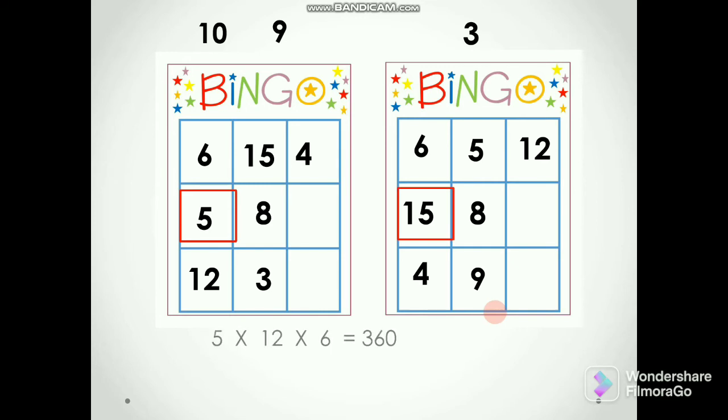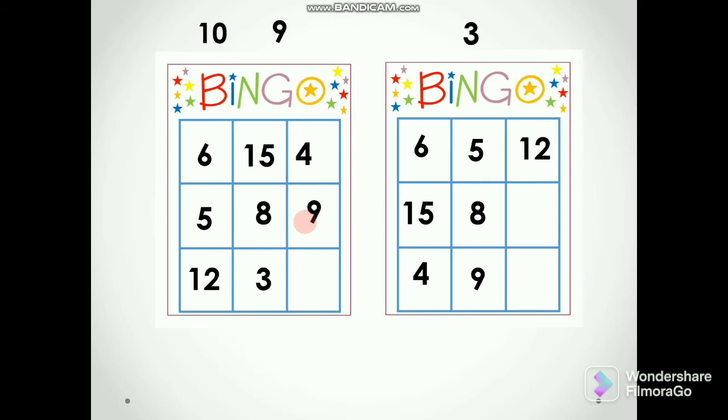So for 5, we have 5 times 12 times 6, 5 times 8 times 9. 5 times 12 times 6 is already in our given. Therefore, this is already wrong. How about 5 times 8 times 9? Since the next number for 5 is 8, we can conclude that the next will be 9. So this 5 times 8 times 9 will be our second row, and it is equal to 360.